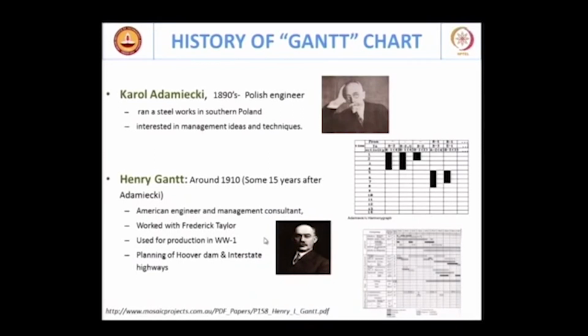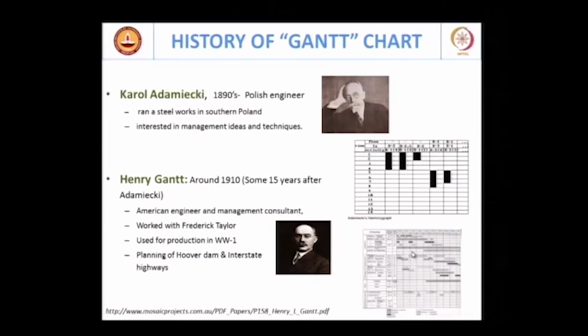Incidentally, it was very popular for production purposes in World War I. It was being used for planning the Hoover Dam and the interstate highways in the US. It got really popular because of its simplicity. Now there is also evidence that the Germans used a similar chart. What you see here on the right is a chart that was used for bridge construction in Germany. So while the world knows it as a Gantt chart, there is evidence that this is a common sense based approach which was used by quite a few engineering managers in the past.